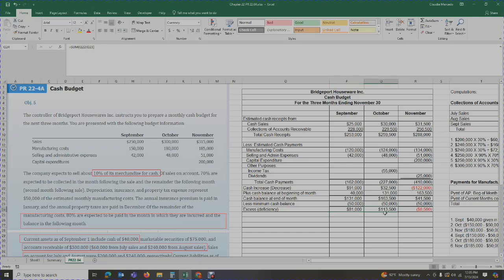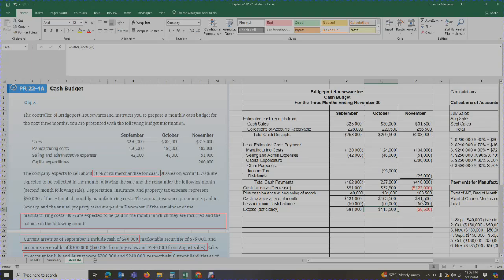In October, we're even better. We have an ending cash balance of $163,500. We want to keep those $50,000 aside, and we're still going to have an additional $113,500 available, which is more than enough. Now in November, we're not meeting the requirement.